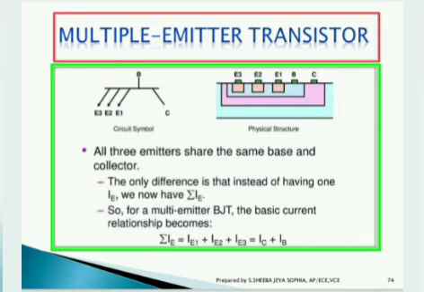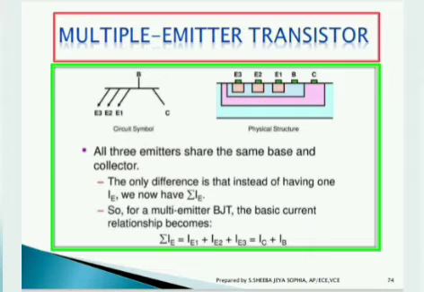The only difference is that instead of having one IE, we now have a summation of IE. For a normal transistor, we have only a single IE value. Here we have a summation of IE. That is, if you choose to have 3 emitters, it will consist of the summation of IE: E1, E2, E3. If it has 2 emitters, then E1, E2.